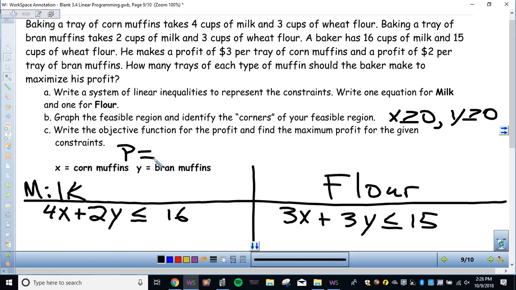It's in the second to last sentence. $3 for corn, and how much for bran? $2 for bran. Okay, now all we got to do is solve these two equations.